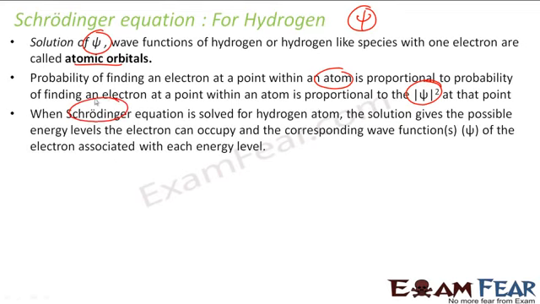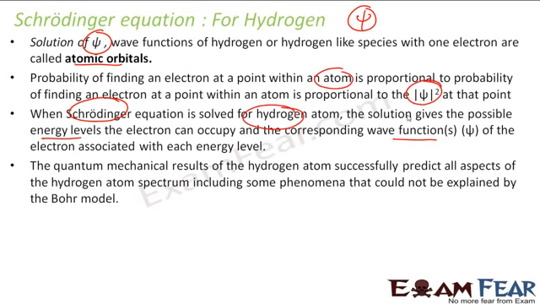And when this Schrödinger equation is solved for the hydrogen atom, the solution gives the possible energy levels an electron can occupy and the wave function for that energy level. The wave function, you know, is nothing but the orbitals. We'll discuss the orbitals now. And the quantum mechanical results for hydrogen predict all aspects of the hydrogen atom spectrum, including things not explained by the Bohr model, for example the Zeeman effect and Stark effect. So this quantum model explains everything about hydrogen.